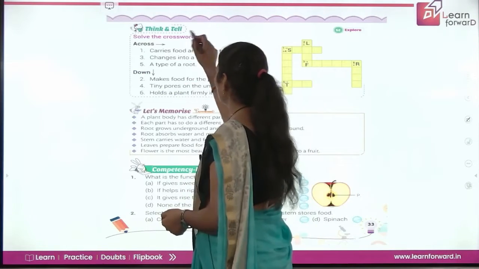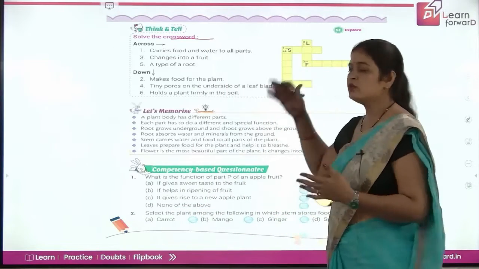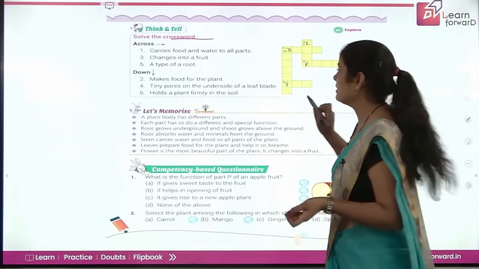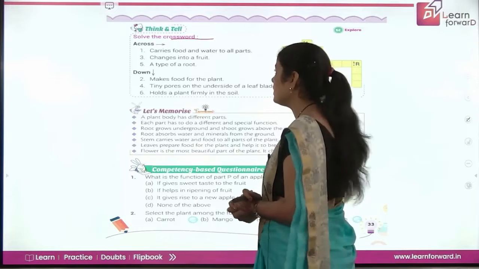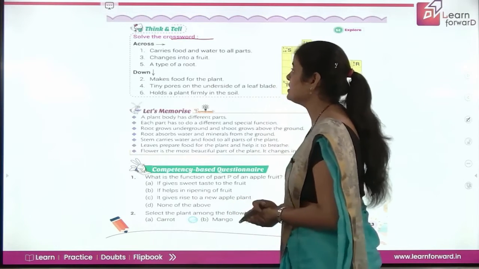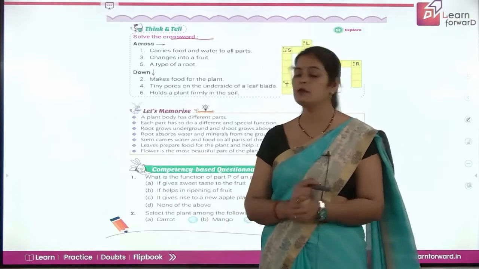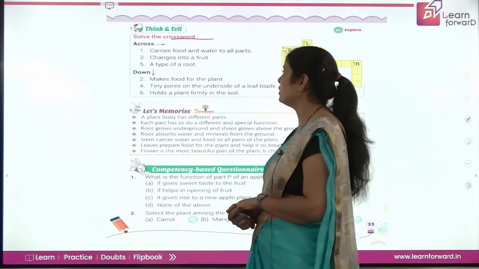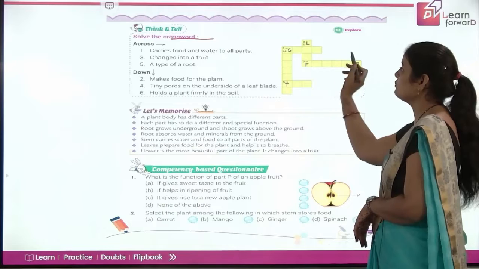Now this crossword puzzle, you have to think and answer. You can use this maze again for getting some hints, but rather you just try to answer using these statements. First one, across you have to answer. First is carries food and water to all parts. Which part of the plant has this function, carries food and water to all parts? Come on, you have to answer this one.